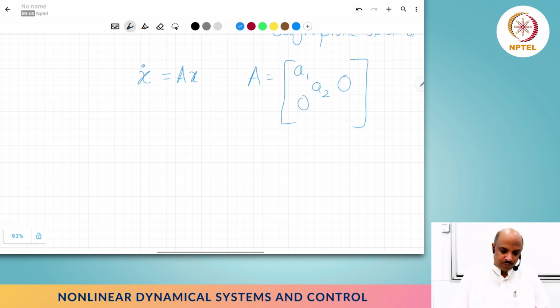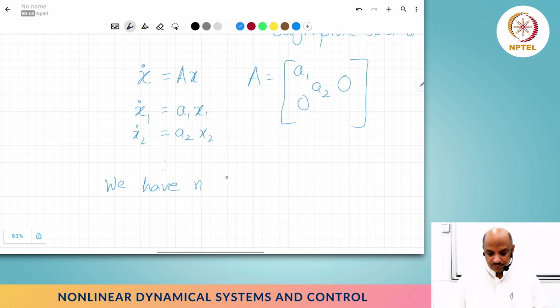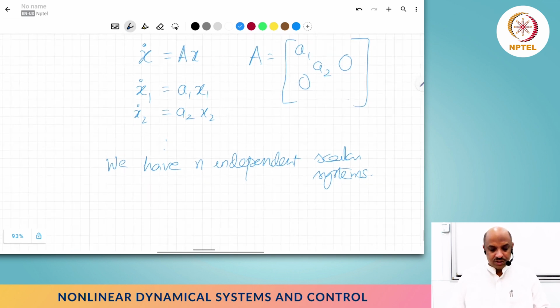Now, the nice thing about this particular system is, in other words, you'll have x1 dot equals A1 times x1, x2 dot equals A2 x2, and so on and so forth. So we have n independent scalar systems. So if we have this x dot equals Ax, where A is diagonal, we'll have n independent scalar systems, and therefore we can conclude the same thing that we just concluded.